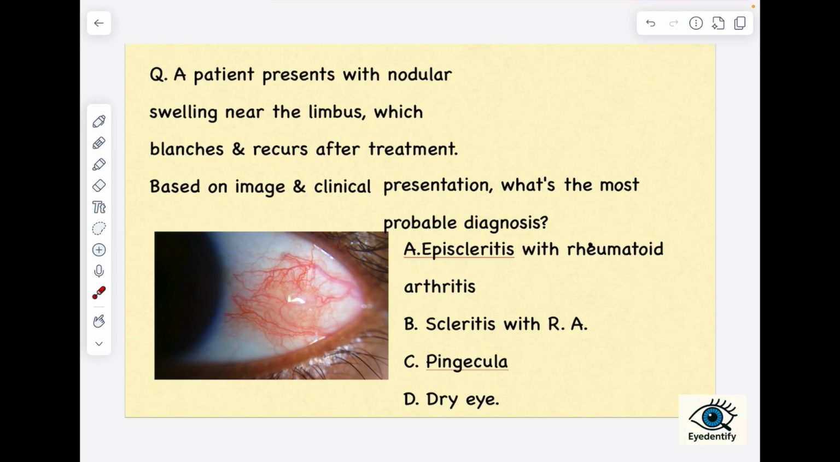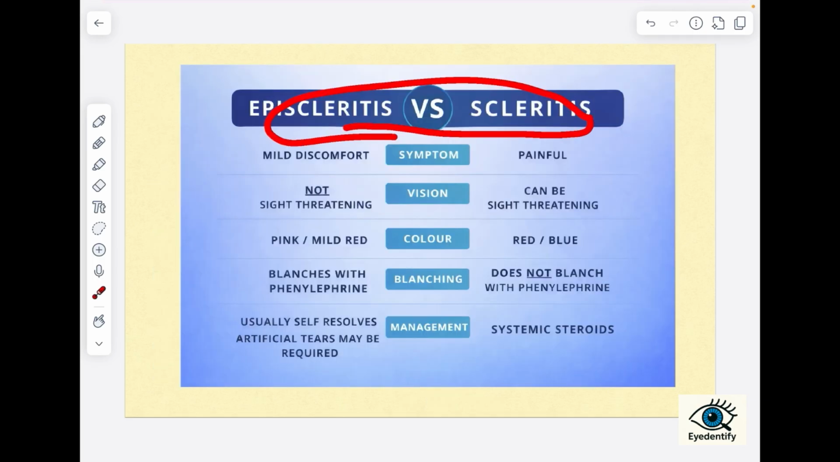Now we are left with episcleritis with rheumatoid arthritis and scleritis with rheumatoid arthritis. First, we have to see whether it is a conjunctival congestion or a deep congestion. As we can see here, these pinkish and reddish vessels are lying at a deeper level. So either it can be episcleritis or scleritis. So we'll see the difference. This is a very important difference.